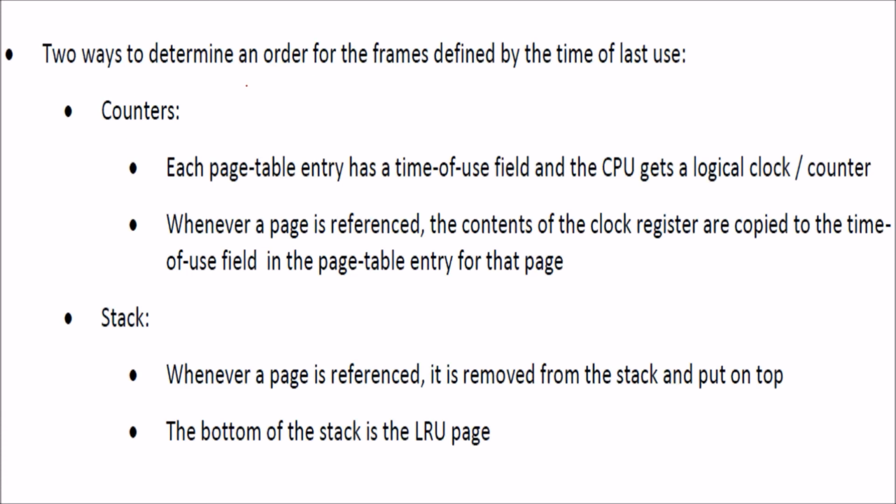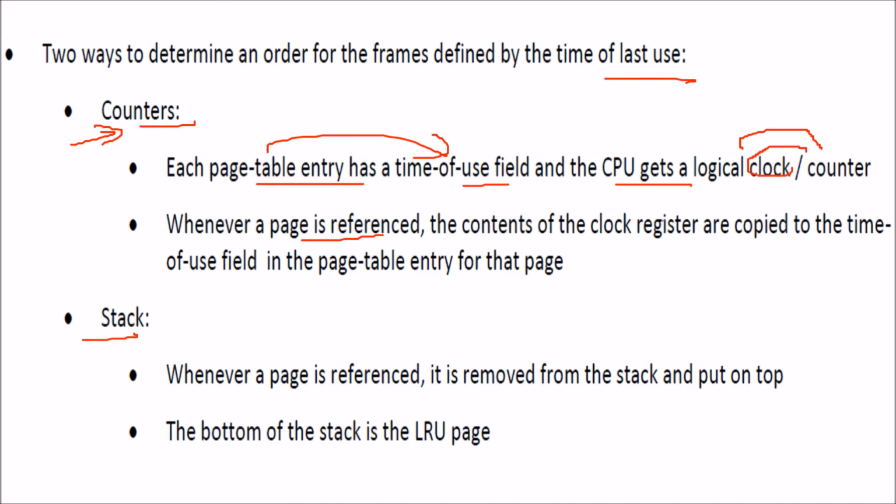So there are 2 ways to determine the order of frames, defined by the time of last use. Because in least recently used, how do we know which one is least recently used? We can use a counter or a stack. In the counter, each page table entry has a time of use field. In the page table we put the time, and the CPU gets a logical clock or counter, so that we may know which is least recently used. Whenever a page is referenced, the contents of the clock register are copied to the time of use field in the page table entry for that page.